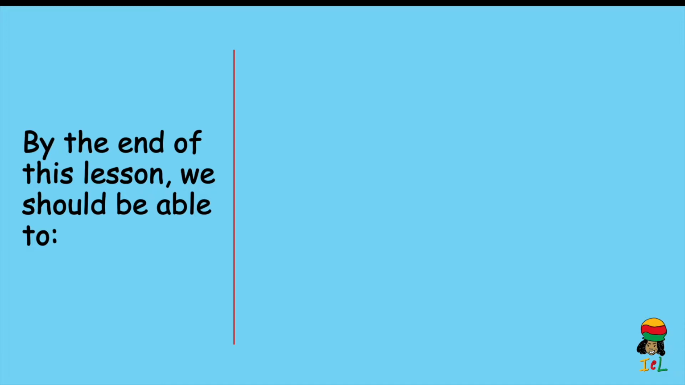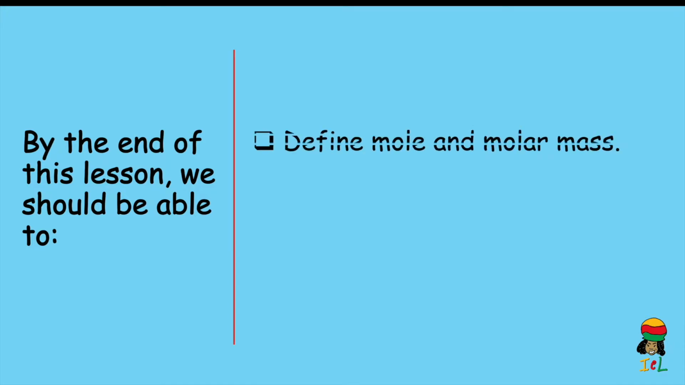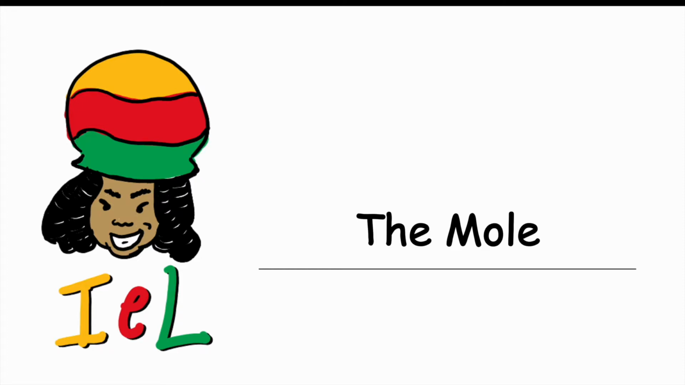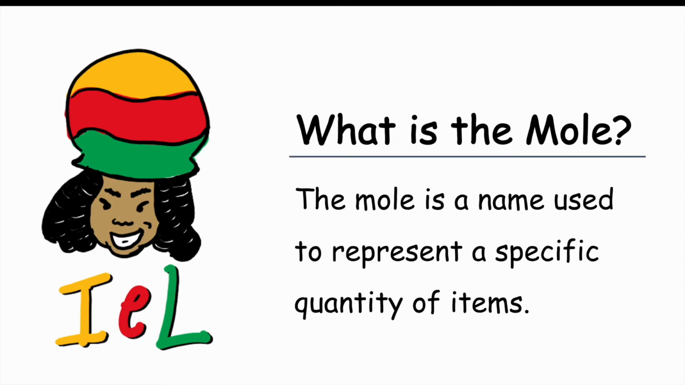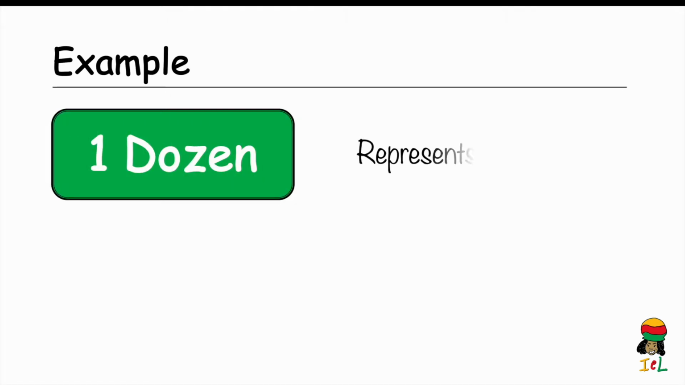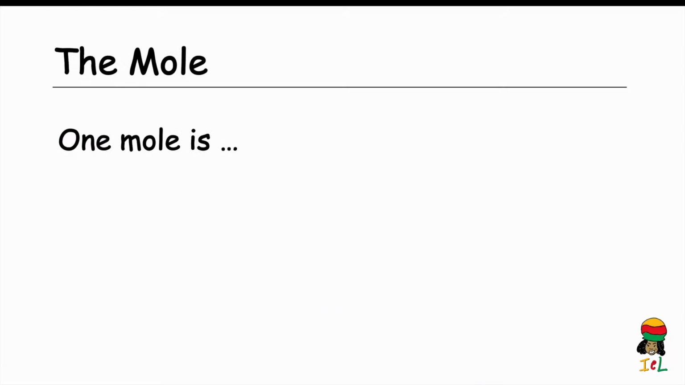By the end of this lesson, we should be able to define mole and molar mass and distinguish between relative mass and molar mass. Let us begin with a definition of the mole. What is the mole? The mole is a name used to represent a specific quantity of items. For example, consider the term dozen, where 1 dozen represents 12 items. Likewise, 1 mole is the term used to represent a particular number or value. Do you know what that number is?